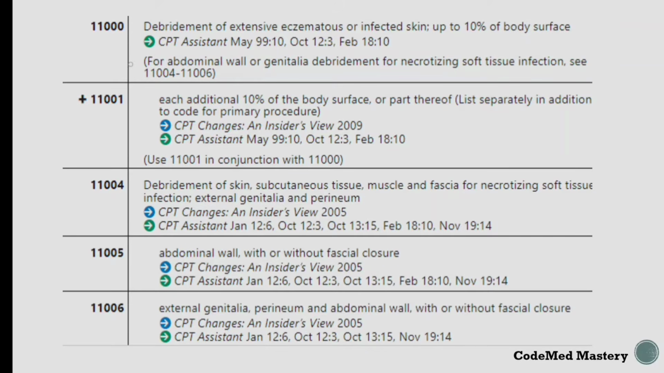So the code 11000 is for debridement of extensive eczematous or infected skin up to 10% of the body surface. This is the add-on code, which is each additional 10% of the body surface. In the questions, mainly you have to read the terms like debridement of skin, if they are asking subcutaneous tissue, muscle, fascia or necrotizing soft tissue. If it is in the abdominal wall, with or without fascial closure. All these things you have to check accurately to solve the answers correctly.